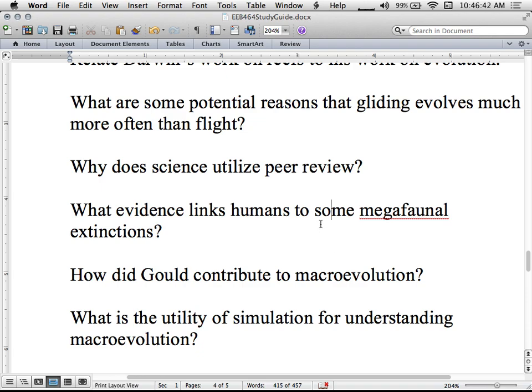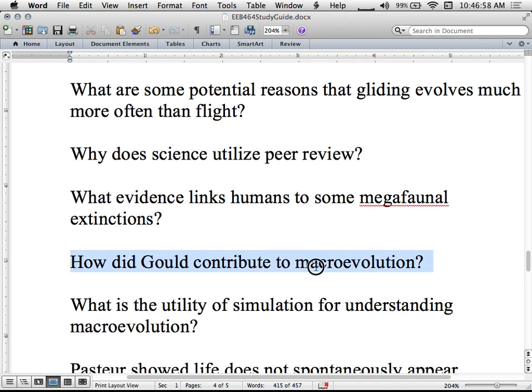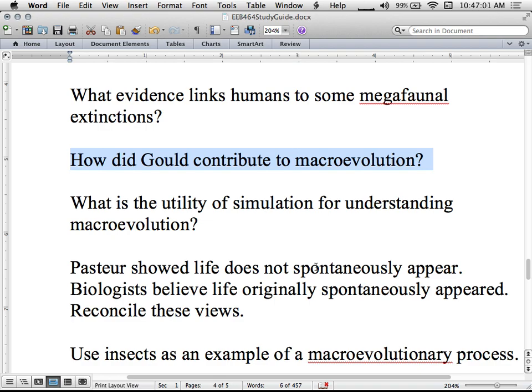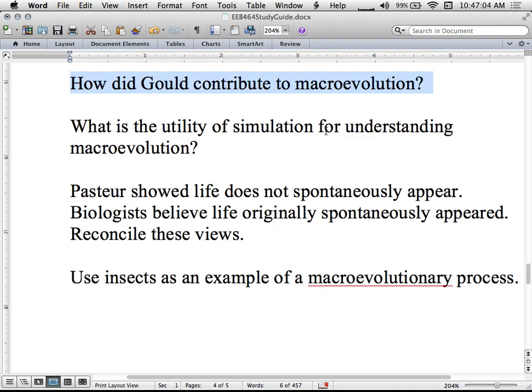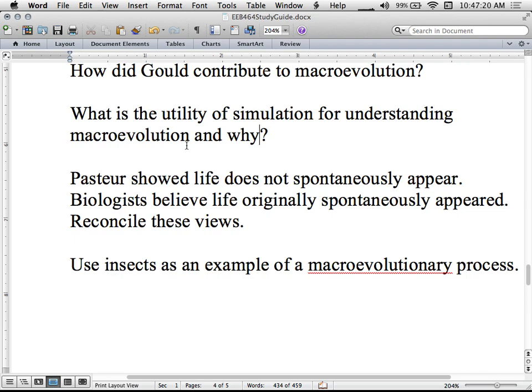What evidence links humans to some megafaunal extinctions? For this, I want the classic megafauna, so I don't want Buffalo Bill shooting buffalo in the Wild West. I want humans hunting with spears. How did Google contribute to macroevolution? What's the utility of simulation? None is not the right answer, though if you can justify it, yeah, you can. If you can justify none, then it's a valid answer. All right. Reconcile this, which we talked about in class before.